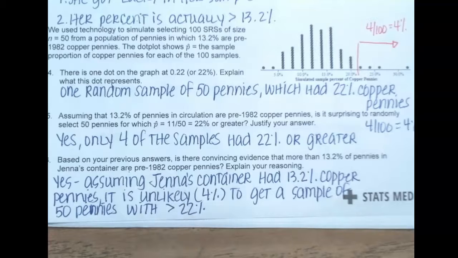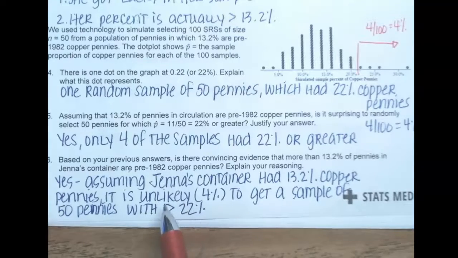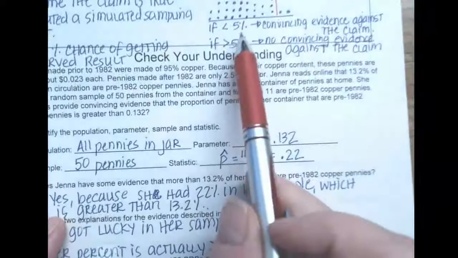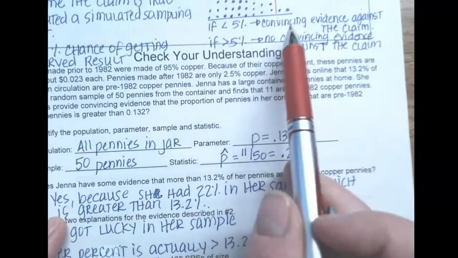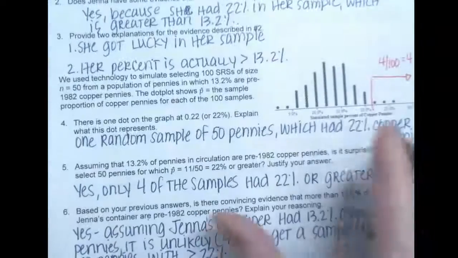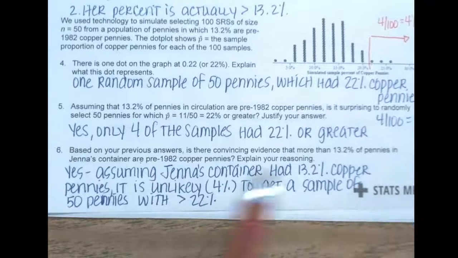And then based on our previous answer, is there convincing evidence that more than 13.2% of pennies in Jenna's container are pre-1982? Yes, because there was only a 4% chance. And we said up here, if it's less than 5%, we have convincing evidence against the claim of 13.2%. So assuming the claim is true, it is unlikely to get a sample with that many pennies. So we actually have evidence here that there's something else going on, that she has a different proportion than 13.2%.